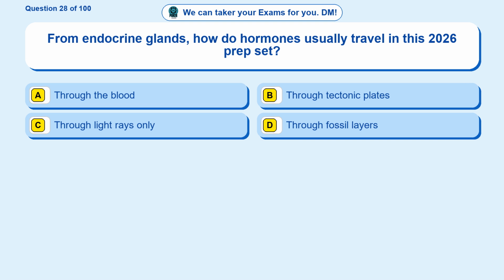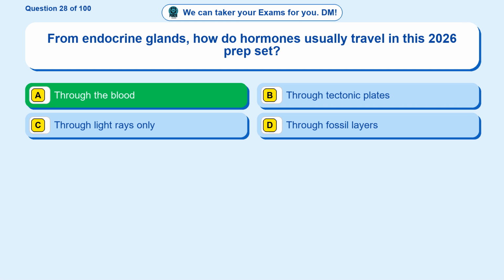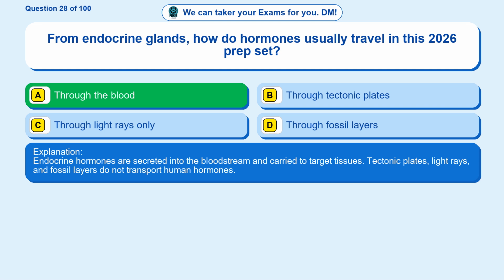Question 28. From endocrine glands, how do hormones usually travel in this 2026 PrEP set? Option A. Through the blood. Option B. Through tectonic plates. Option C. Through light rays only. Option D. Through fossil layers. The correct answer is option A. Through the blood. Endocrine hormones are secreted into the bloodstream and carried to target tissues. Tectonic plates, light rays, and fossil layers do not transport human hormones.